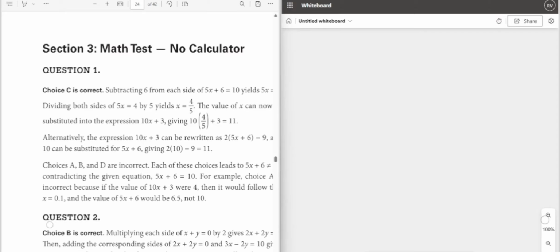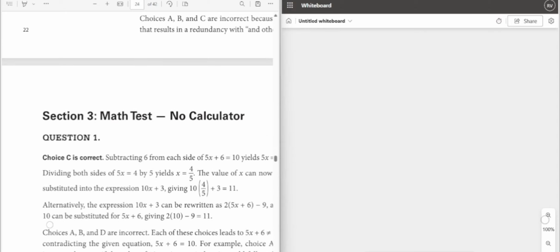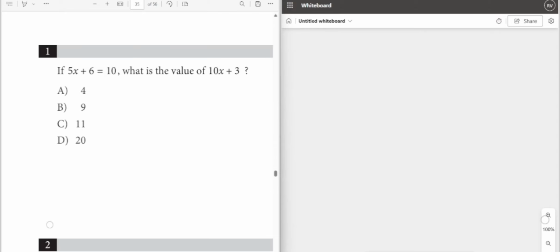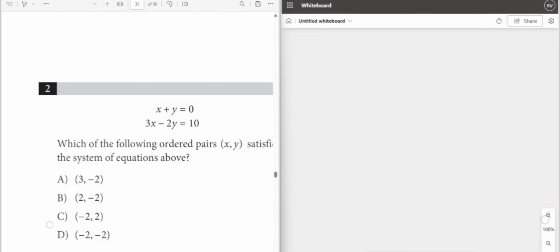C. Let's look at the answer. Choice C is correct for this one. So we get that one. Number 2.